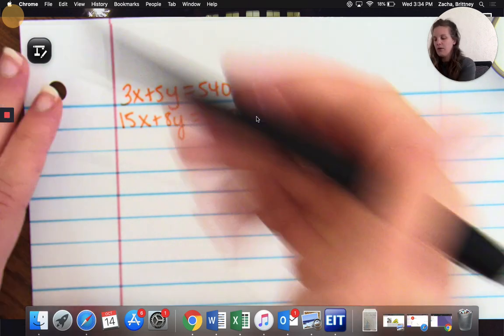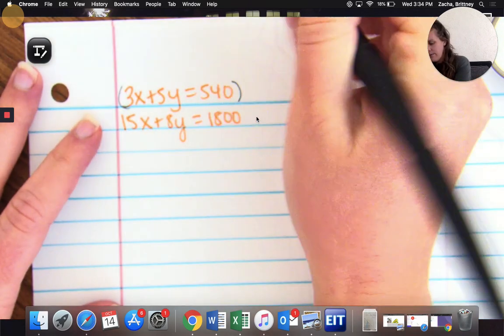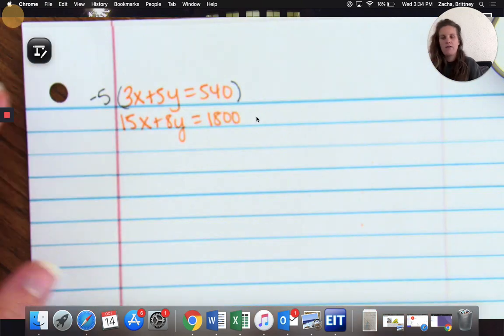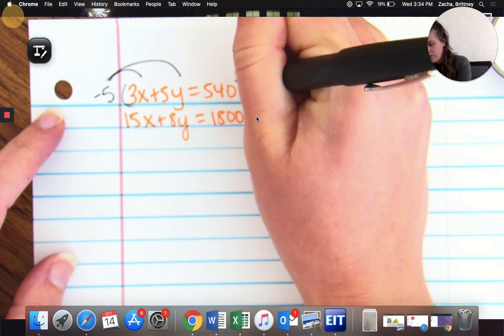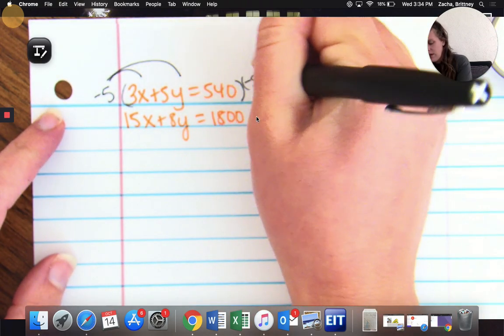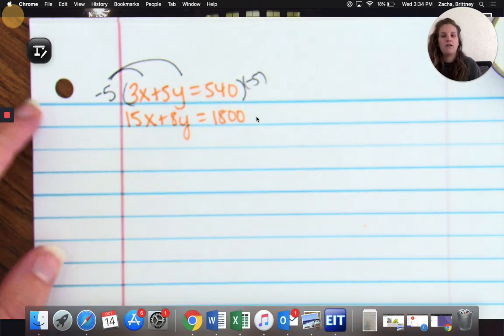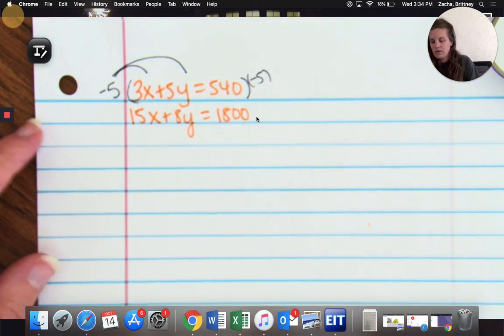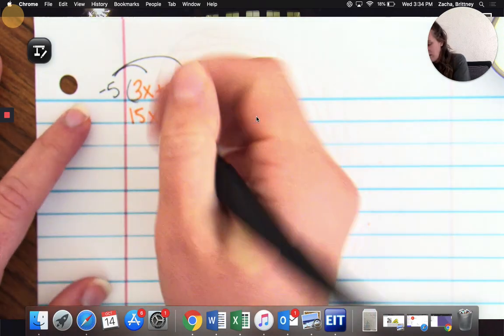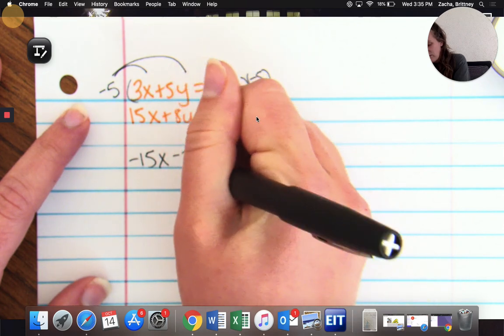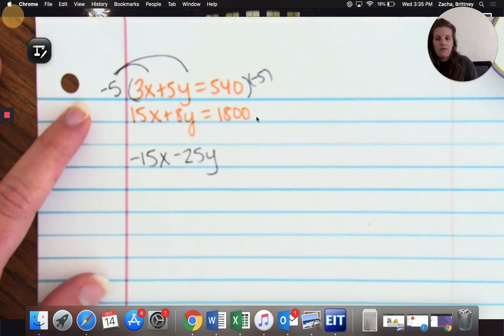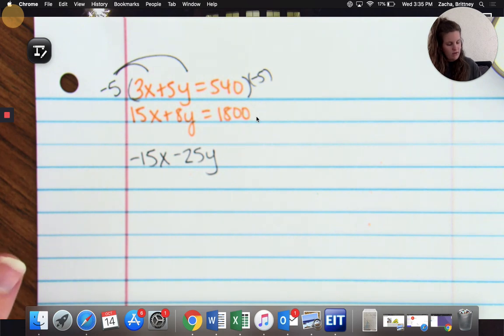All right, but here, notice if I multiply by -5 and I distribute that to all my terms, then what you do to one side, you do to the other. So I have to also multiply the 540 by -5 to keep it balanced. So -5 times 3x is -15x. -5 times 5y is -25y. And then 540 times -5 is -2700.